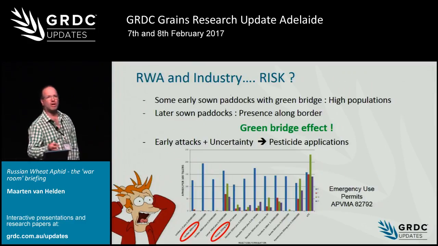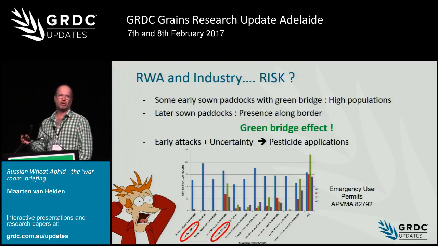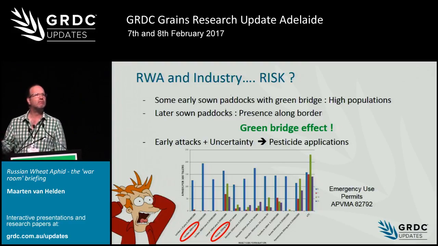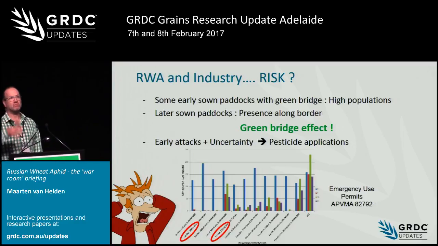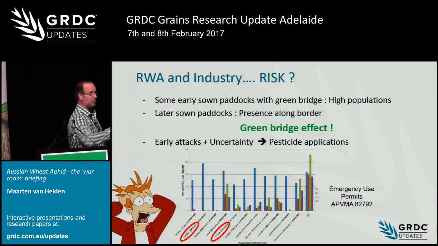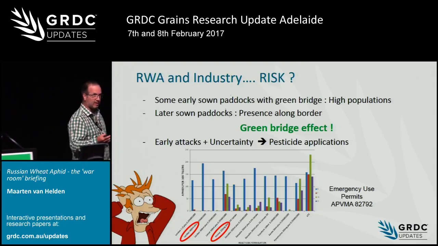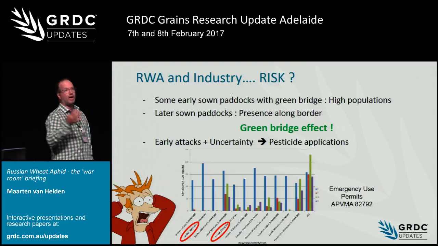What happened? Well, basically, when the aphid was discovered, everybody was, let's face it, a bit panicking, because it was a new pest, potentially high impact on yield, and we were not sure how quickly it would build up. So in the end, many farmers decided to spray insecticide to solve the problem.